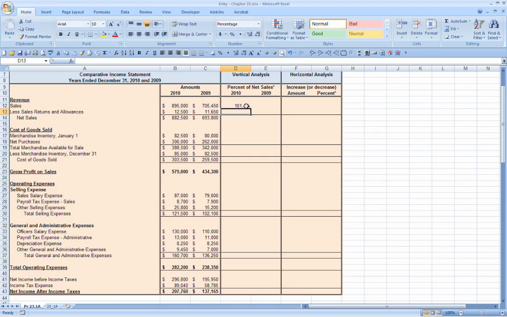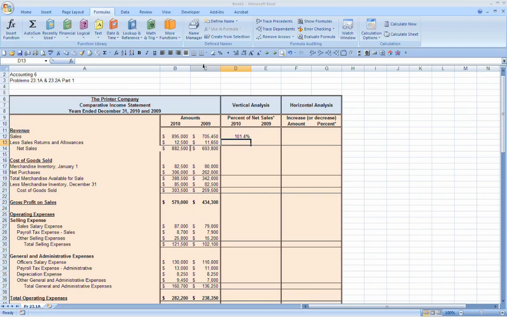So if you can see, the outcome is gross sales is larger than net sales. It's 104%. Okay? So I've got my 101.4%. So my net sales are 100%, which makes sense because you've got some returns and allowances, so your net sales are less than total sales. Okay? Let me just fix that real quick. There we go. Now, missing an underline.